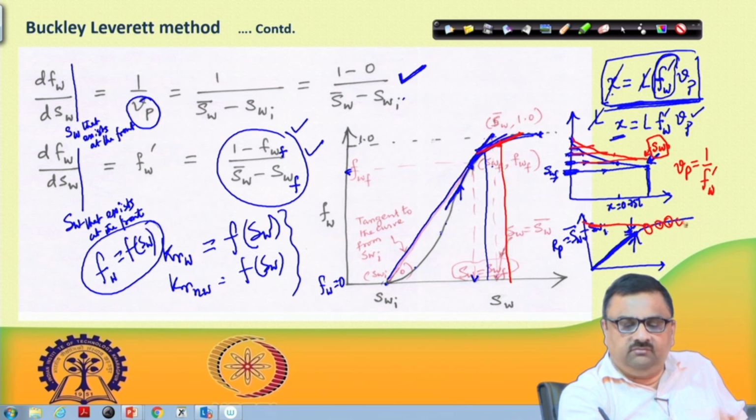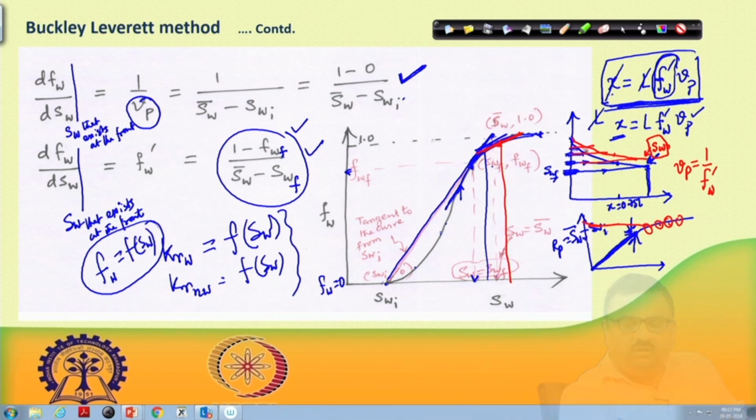And once this process continues, at the end we expect that this entire porous medium will have 1 minus SOR saturation. So, the entire porous medium will be having a single saturation. So, this is how this saturation will continuously grow to a single value of 1 minus SOR, the end point saturation for this porous medium.